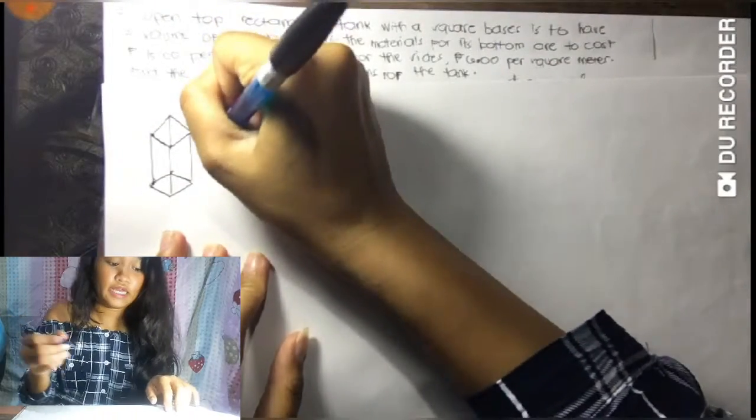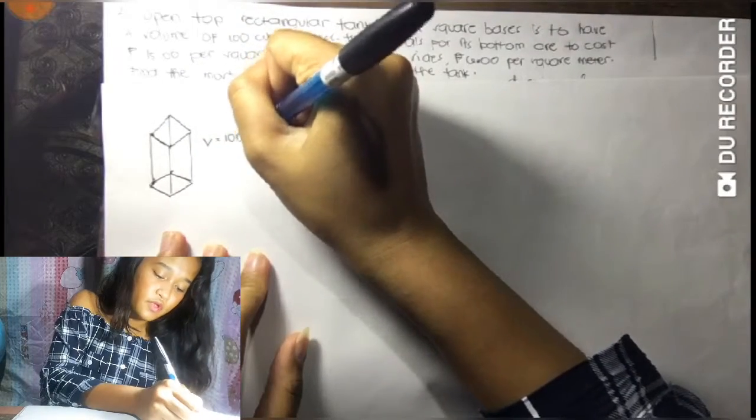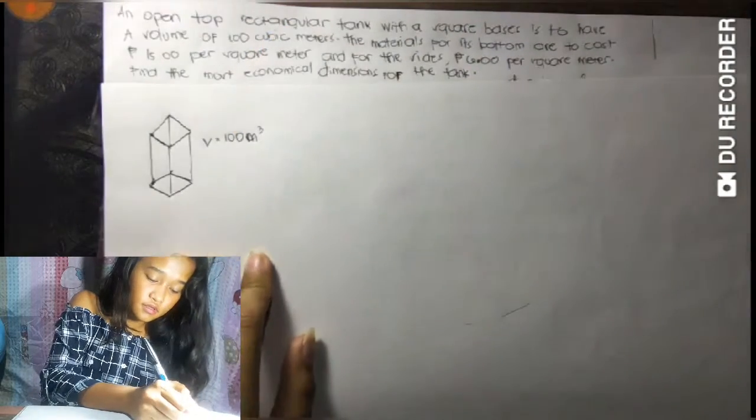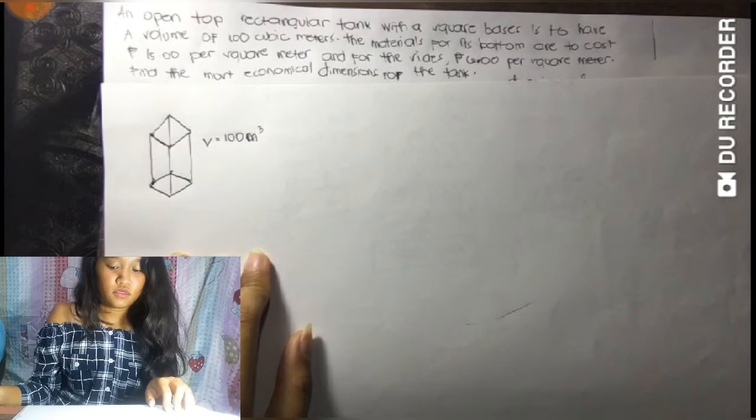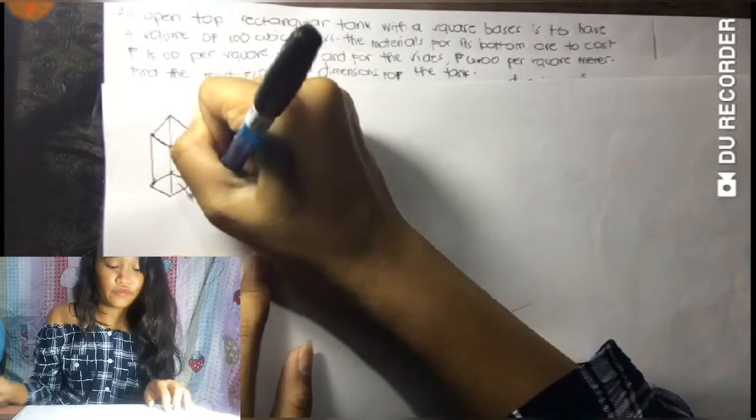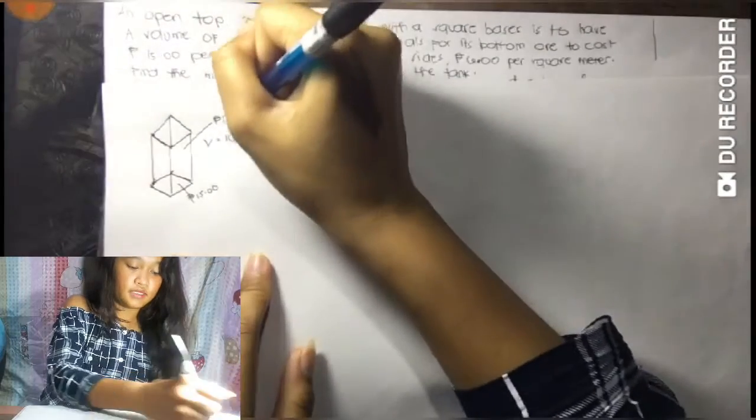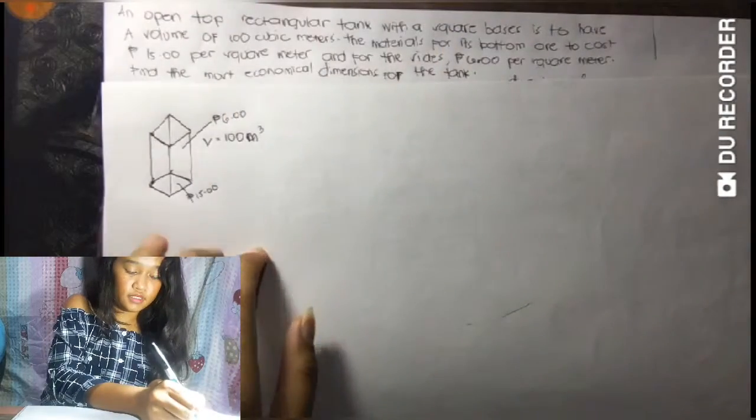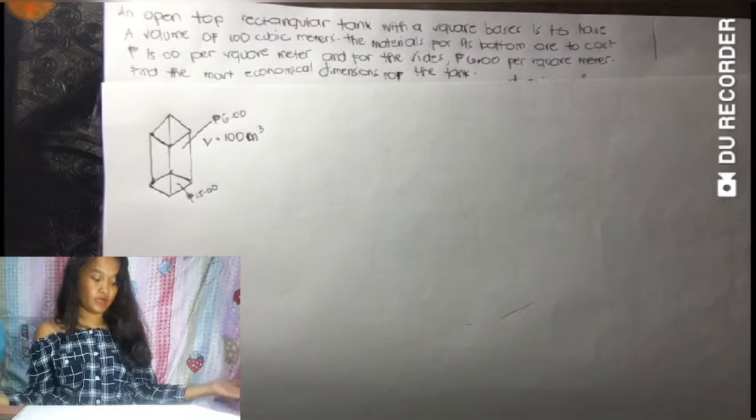And the volume is 100 cubic meters. Volume is equal to 100 cubic meters. 15 pesos per square meter for its bottom. This is 15 pesos. And for the sides, it costs 6 pesos per square meter.